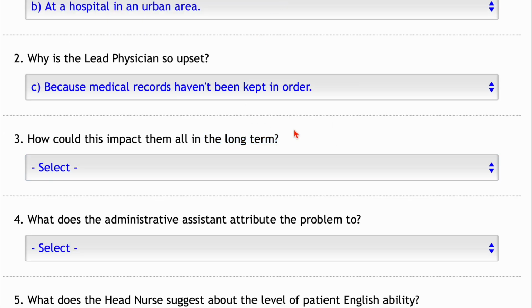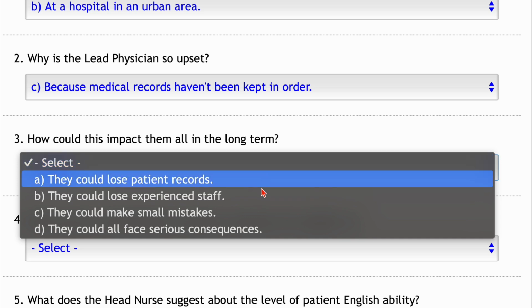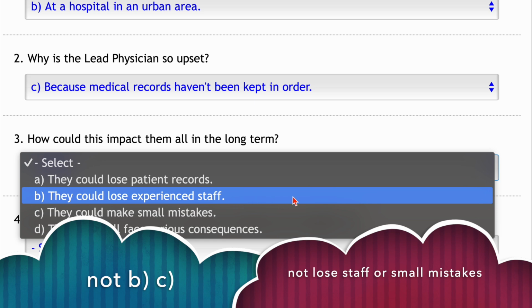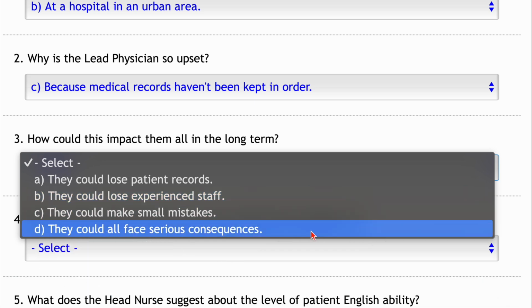So, death, I heard, liabilities, not small mistakes, and not about losing experienced staff. So serious consequences, serious problems in the long term, okay?